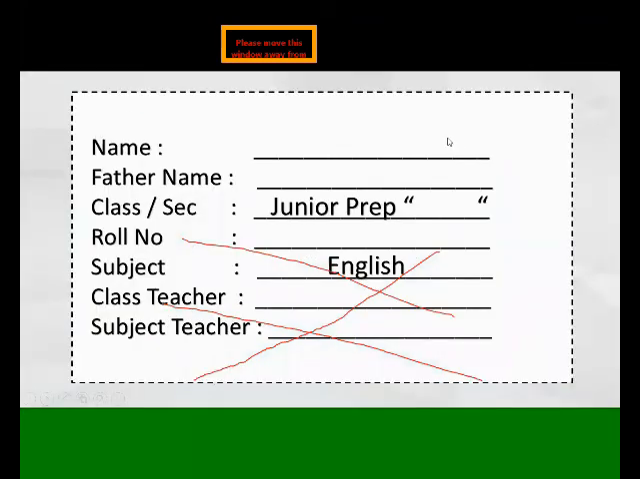Okay, students, this is your face sheet. Don't draw the lines on your screen. You have to make the face sheet on your midterm copy like this, and take a screenshot of this face sheet. You can see on your screen. First, write your name, then your father's name, then class, section, roll number, subject, class teacher name, and subject teacher name.